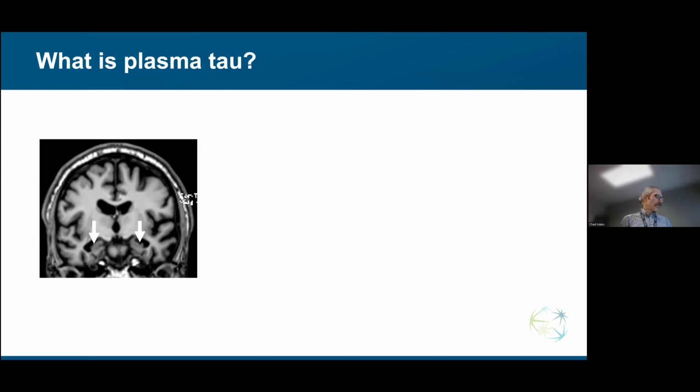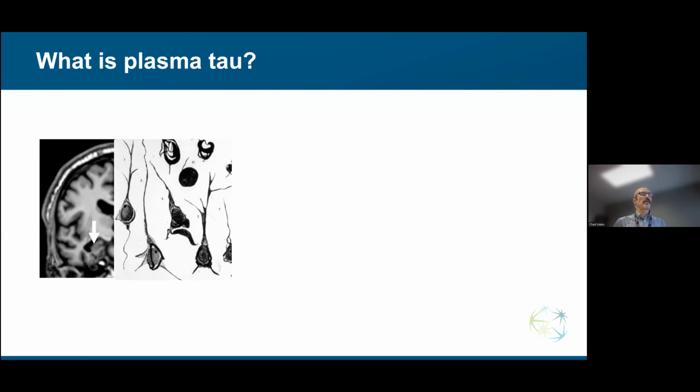So, what is plasma tau? Well, to start with plasma tau, you've got to start with the brain, right? What I'm showing you here is a coronal section of MRI. Arrows are pointing at some hippocampal atrophy. So in the right clinical context, this patient might have Alzheimer's disease, since AD can affect the hippocampus. We know that Alzheimer's disease has several main pathologies. One is neurofibrillary tangles, which are aggregates of tau protein, TAU, that accumulate inside of neurons. There's also some floating around in the tissue.